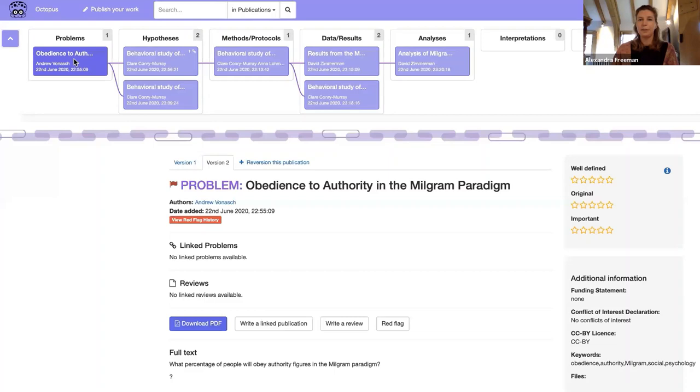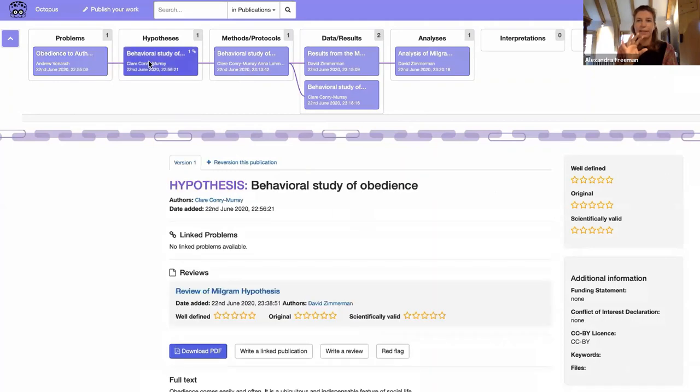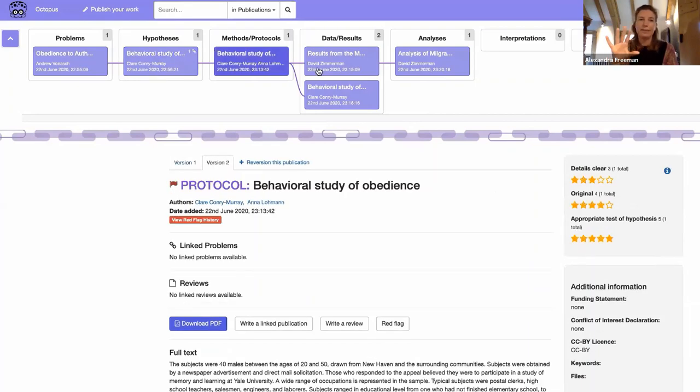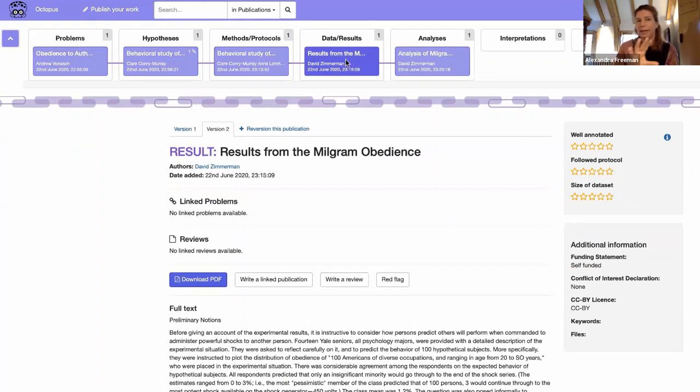So this is what Octopus looks like at the moment. Across the top there, you can see the branching structure of linked publications. And it helps with navigation and discovery. You can see what other hypotheses are linked to a particular problem. You can see what other data sets have been collected according to the same method.